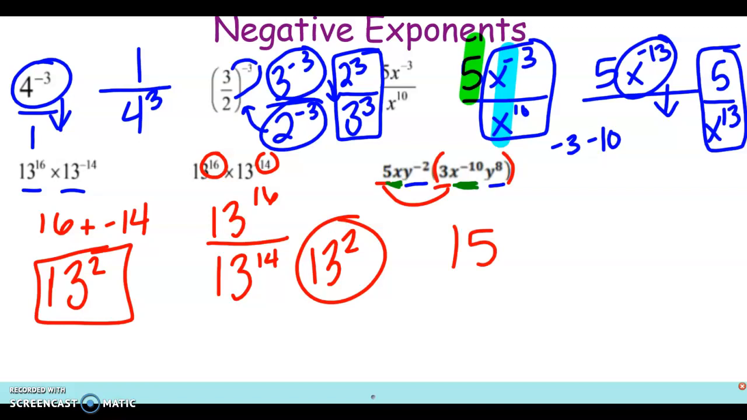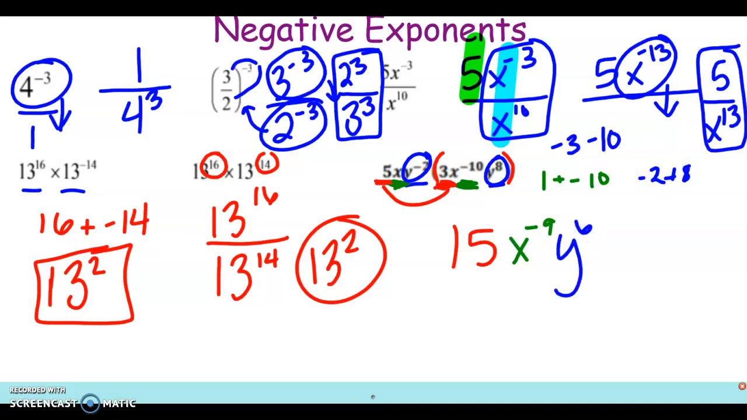Okay, so for this one, I've just gone through and I've highlighted the different colors for each thing. So my 5 and my 3 are the same color. My X and my X are the same color, and then my Y's are both blue. So I take 5 times 3, since that is a multiplication sign, and then I'm going to take a 1 plus a negative 10, which would be X to the negative 9th. And then I've got a negative 2 and a positive 8, so negative 2 plus 8 gives me 6, so that's y to the 6th power.